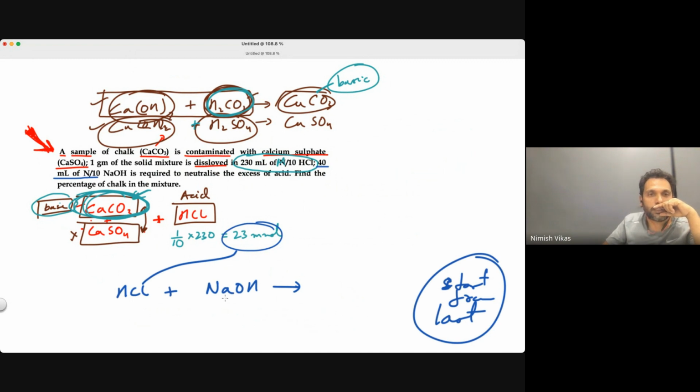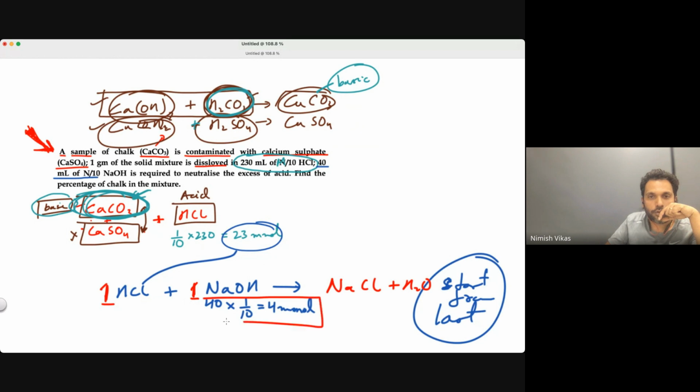So how much NaOH? 40 ml into 1 by 10. How much is that? 4 millimoles. Good for me. Then I'll do a balancing of the reaction. I write the whole reaction, NaCl. I don't have to, but if you want, you can. And what is the balancing? 1 reacts with 1, right? So this is given as 4, so this must be how much? 4 millimoles. Is that clear?